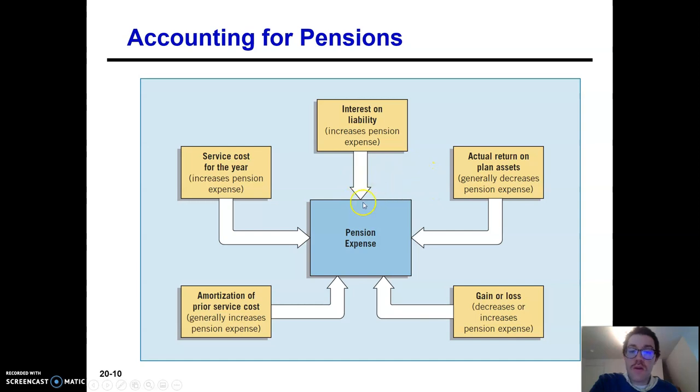Now our pension expense every period is complicated. We're actually going to use a worksheet to solve this because it's pretty involved. And I think I'm going to make another video for that. So let's pause right here.